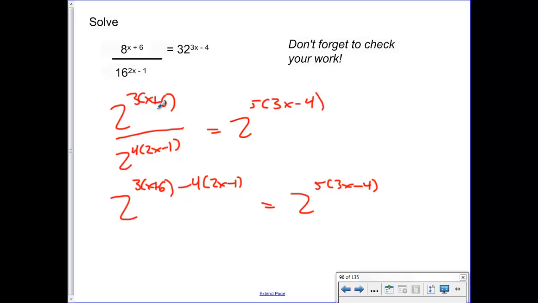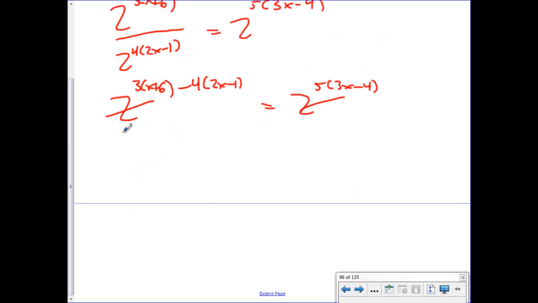So if you ever come across a fraction, as long as they have the same base, you can subtract the exponents. The exponents don't have to be the same as each other or even remotely close. They just have to subtract. So now proceed, I guess. 3x plus 18 minus 8x plus 4 equals 15x minus 20. And just solve that.